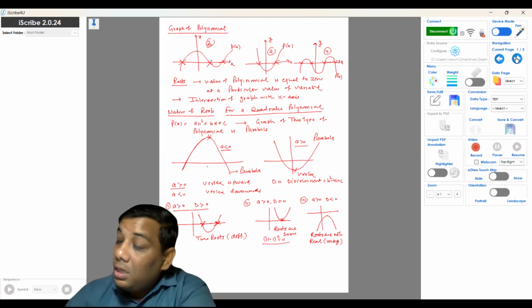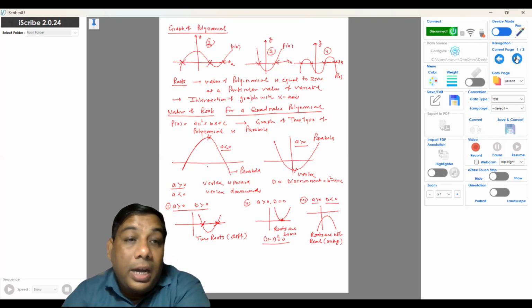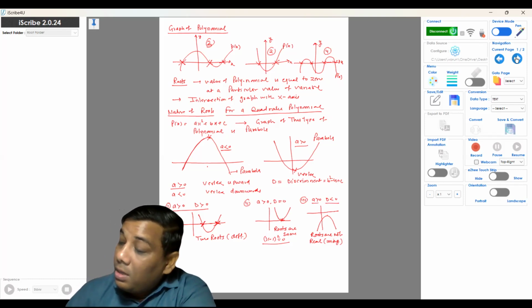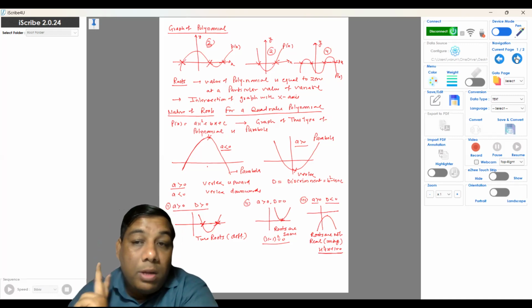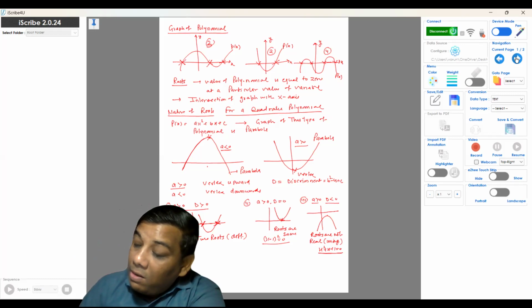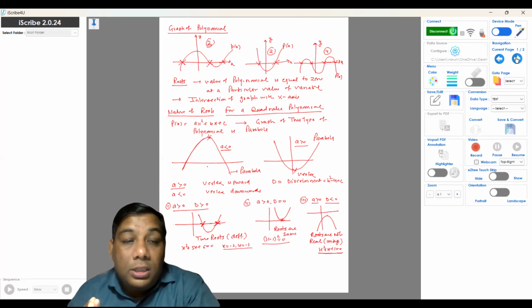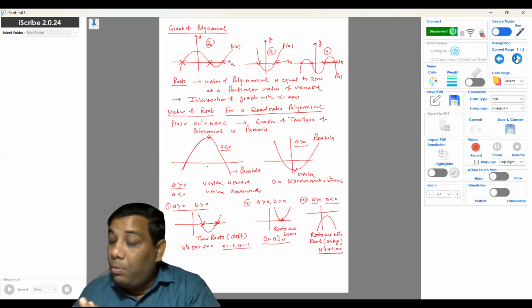The third condition is a greater than 0, D less than 0. Then we are getting roots that are imaginary. For example, this is x square plus x plus 1 equal to 0. Means we will get two roots, but both of the roots are imaginary. Here, x square plus 5x plus 6 equal to 0. Then we are getting the two roots, minus 2 and minus 3. So this is the nature of the roots in terms of a and D, where a is positive.